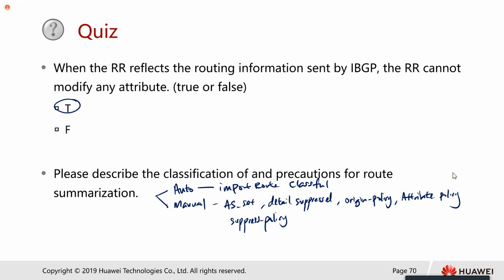because not everything needs to be that way. Not everything needs to be detail suppressed. Not everything needs to be origin policy. So you need to know in what situation which one we should use and which one we should not use. Okay, that will be important for route summarization. It can be done in BGP. Is it all right, on route summarization?